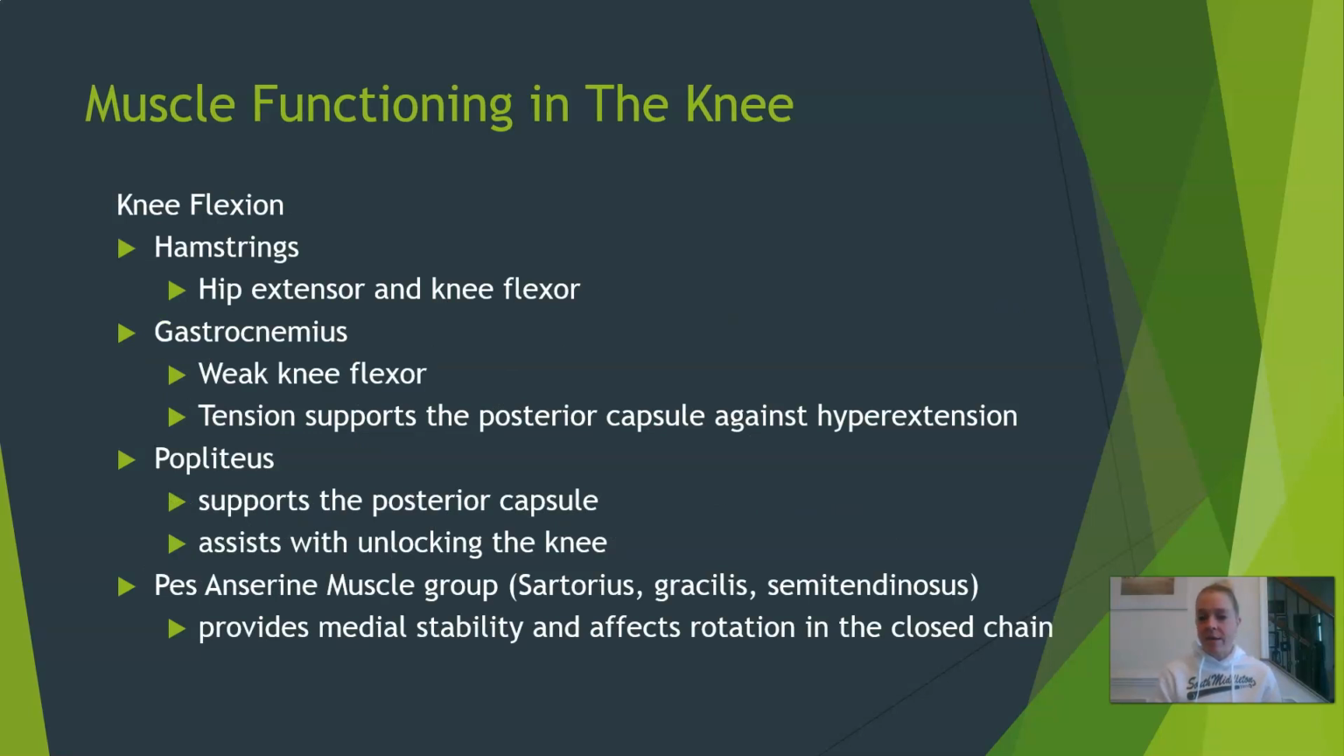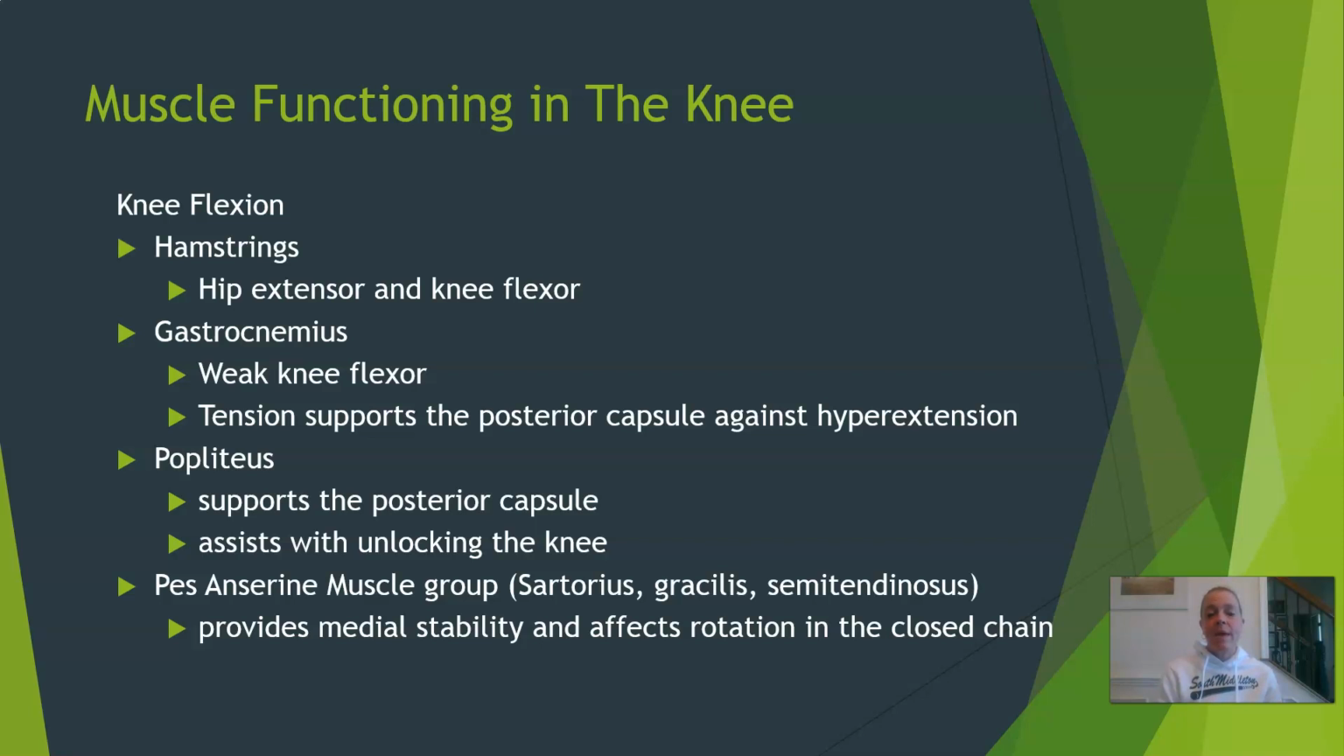Knee flexion, primary knee flexors are going to be the hamstrings, as well as gastroc can help with that a little bit because it does cross behind the knee. Both the hamstrings and the gastroc are going to help support the posterior capsule of the knee and prevent against some hyperextension. But again, remember, it's the quads that are really controlling hyperextension and not allowing the knee to snap back into hyperextension. Popliteus also supports the posterior capsule and assists with unlocking the knee, so that's going to help to sort of initiate flexion of the knee.